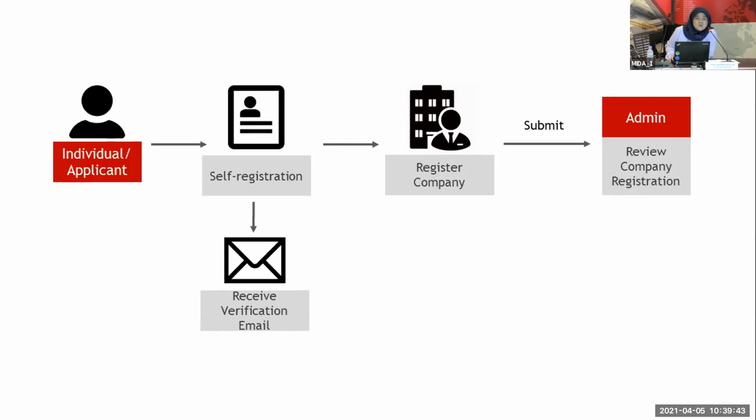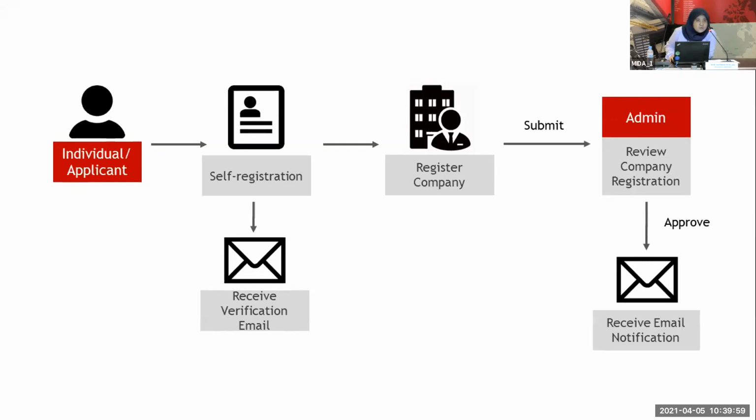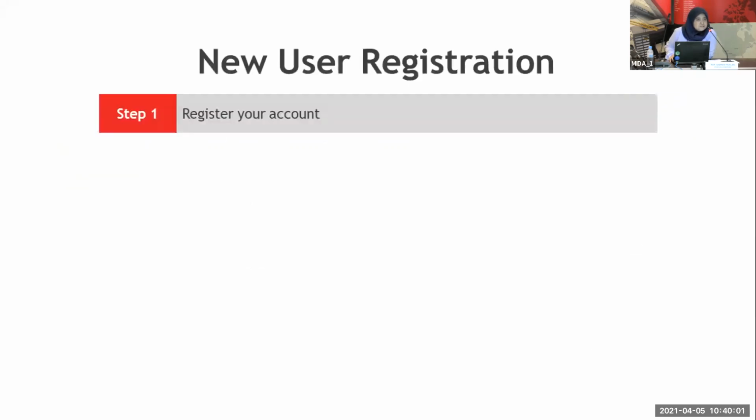So when you have submitted the new company registration, your application will go to the Investmeasure admin. The admin will review your company registration application. Once it has been approved, you will receive an email notification. Okay, so this is the step-by-step process for the new user registration.